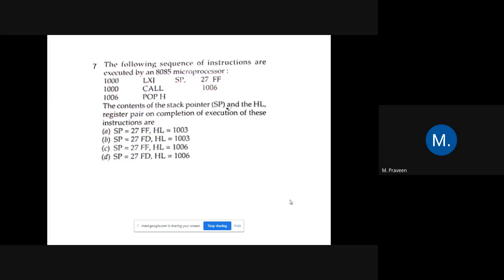Can anyone guess what the answer is? Some tricky type of question, I think. Three instructions are given, but you have to see what the answer is. Can anyone guess the answer for this question?